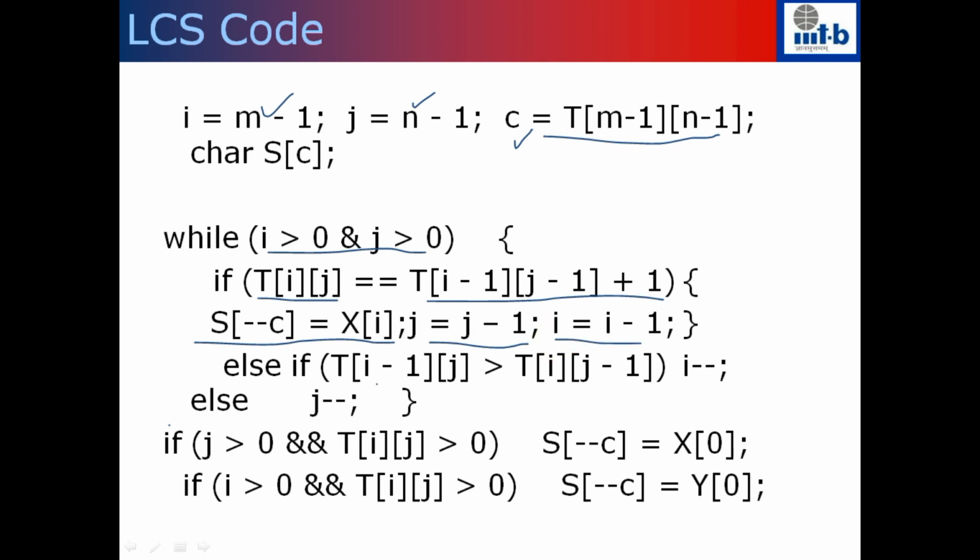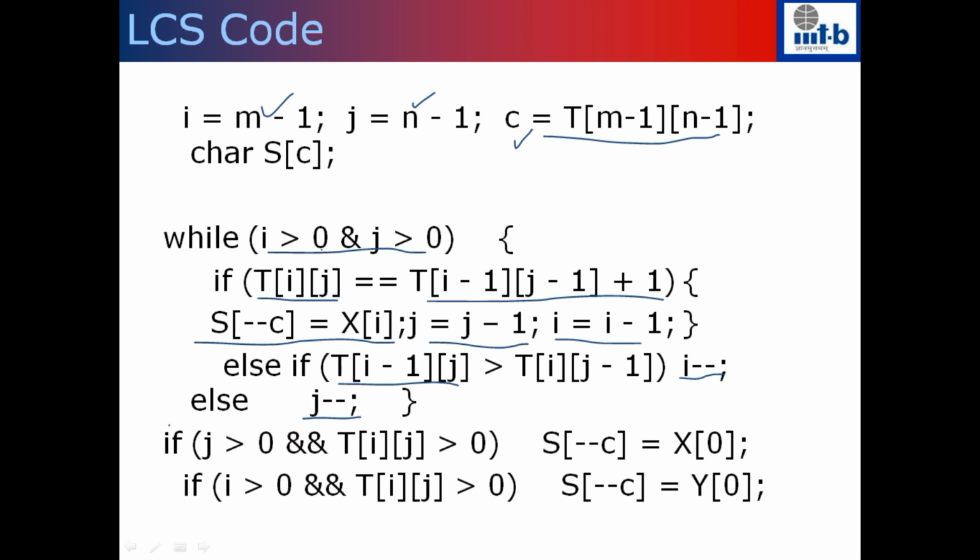Otherwise, if this is not equal to this, then we check whether T of i comma j is greater than T of i minus 1 comma j, or T of i comma j minus 1. If T of i minus 1 comma j is greater, that means that the T of i comma j value has come from T of i minus 1 comma j. In that case, I increment the value of i. Otherwise, I'll increment the value of j.